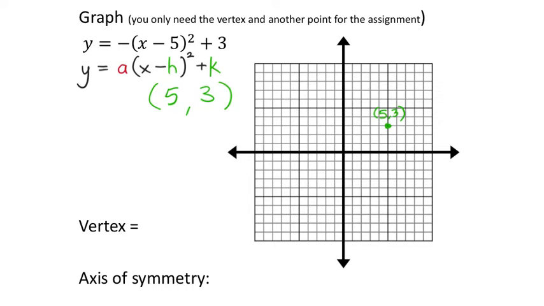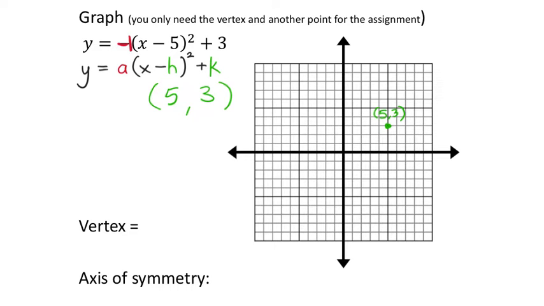Now, I'm trying to be careful with where I put my labels, right? 5, 3, I'm putting it up here because I know this one opens downwards. How can you know that already? It's because this is a negative a right there in front. In fact, it's a negative 1, which tells us, the a value being negative tells us it's going to open downwards.